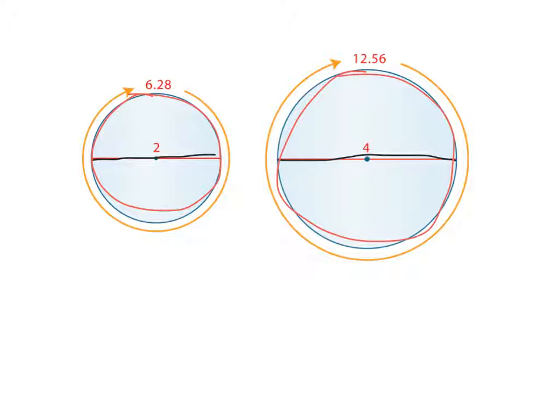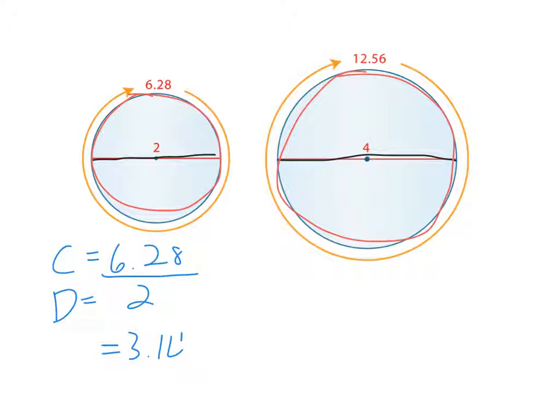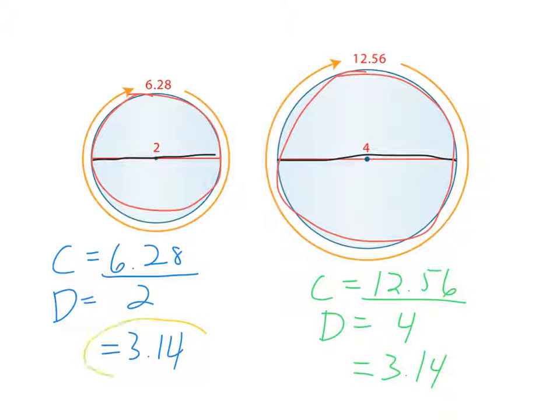For this first circle, we've got a circumference of 6.28 and a diameter of 2. If we were to divide the circumference by the diameter, we would get 3.14. If we look at the second circle, we have a circumference of 12.56 and a diameter of 4. If we divide the circumference by the diameter here, we would get 3.14. This is that common ratio we were talking about. If you take the circumference divided by the diameter, you will always get this special number, 3.14.